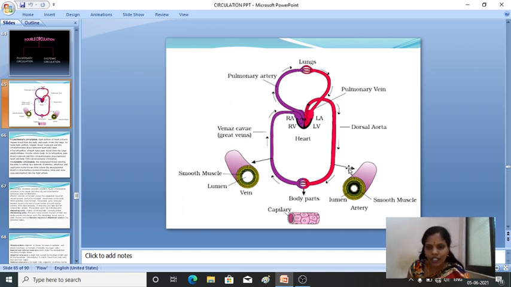From the dorsal aorta, it is supplied to the different parts of the body, that is, the upper parts and the lower parts. To different parts, the blood is circulated.